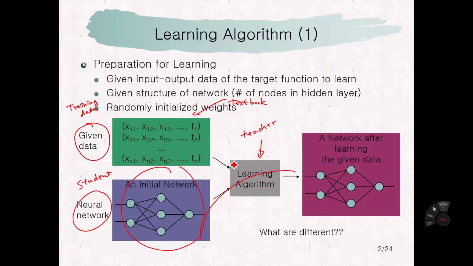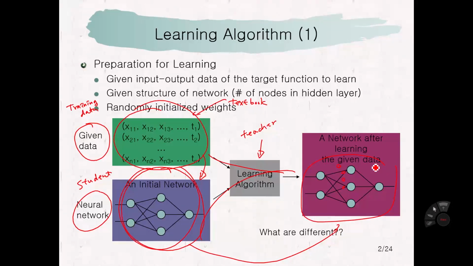After all this process, this student neural network can memorize all of these things. So what does that mean? Here the connection weights will change. Because the structure of a neural network, number of layers, number of nodes, do they change? No. The structure of a neural network does not change at all. Then what will change? The values of the connection weights will change.